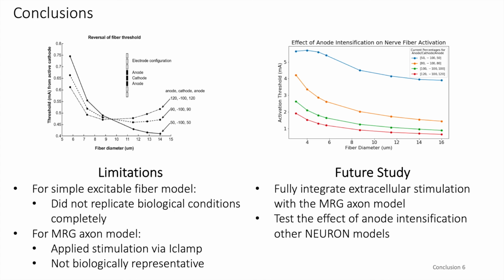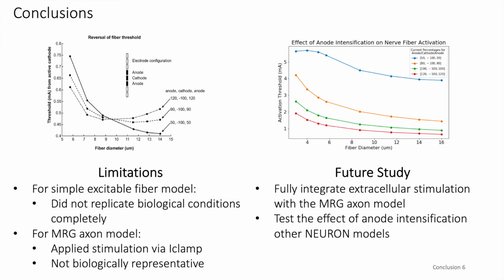While these errors are slightly less in the MRG model, it is still not a perfect biological equivalent. And the way in which we applied the stimulation via the I-clamp seems to have caused some form of aberration in our results. So those limitations would be the first things to possibly look at in any future moves with this model to improve upon. So in future study, we would want to fully integrate the extracellular stimulation with the MRG axon model, allowing us to get rid of the I-clamp approximation we utilized.